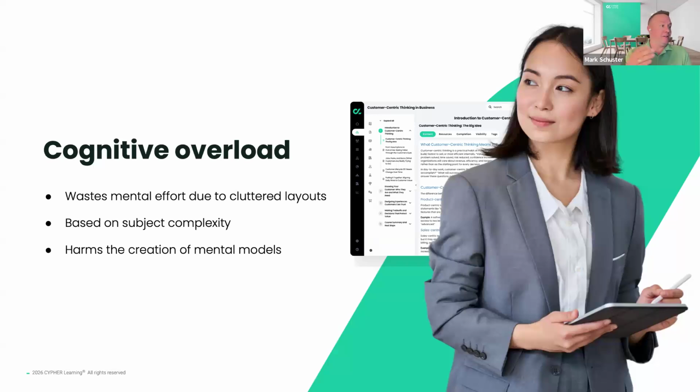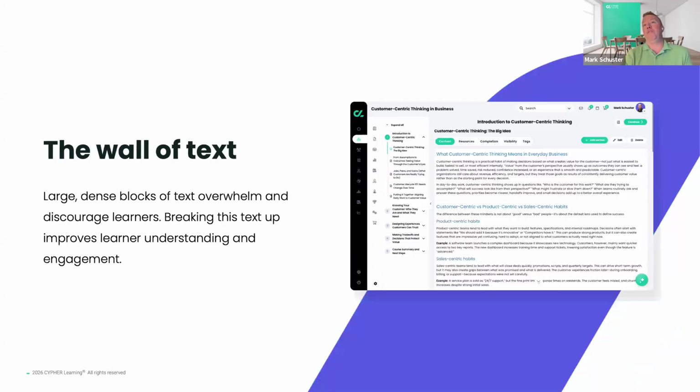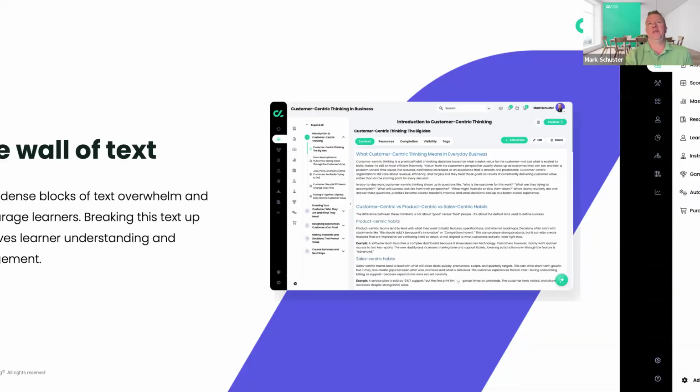So, one of the things that we look at then is the wall of text effect. This is a huge ball of text that has nothing but text to read. And 27 seconds in on my laptop, I'm lost. So that overwhelms, it discourages learners. Breaking it up helps to improve understanding and learner engagement. So let's take a look at our new content builder and see how we can start to address this effect using our new content builder.